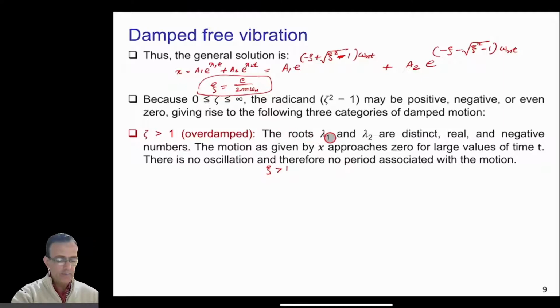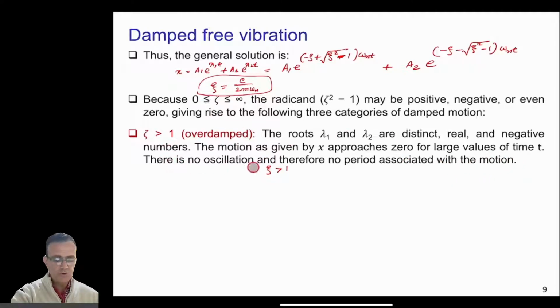And the roots, which are from here, lambda 1 and lambda 2, are distinct real and negative numbers. They will be negative because a negative sign is here, and the motion x approaches 0 for large values of time t. And there is no oscillation and therefore no period associated with the motion. And now you will see this in a minute.